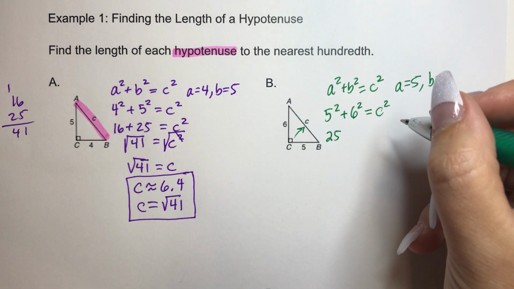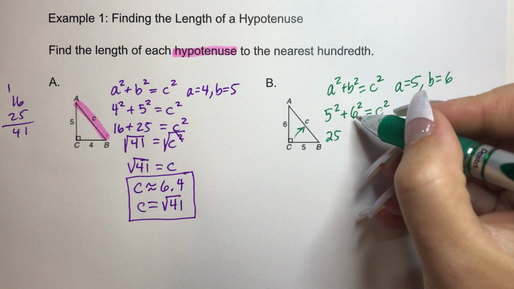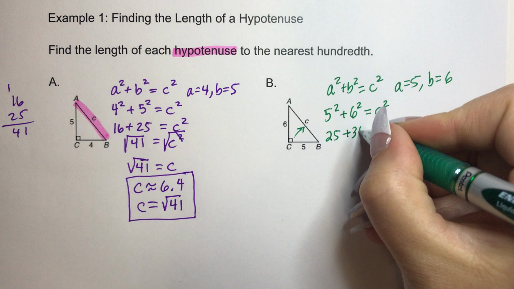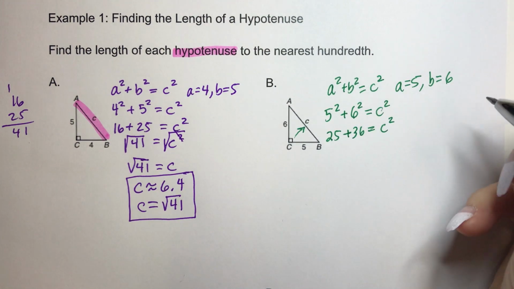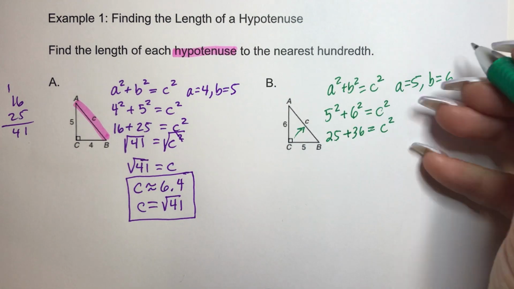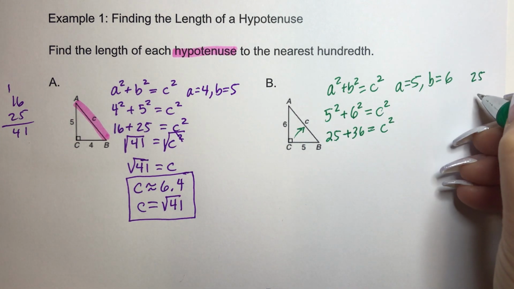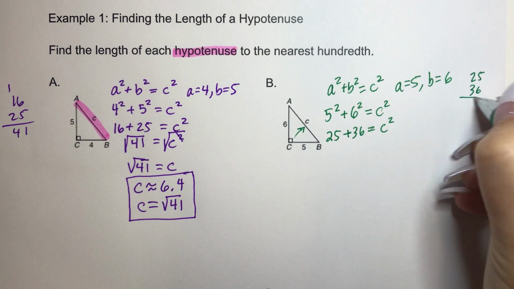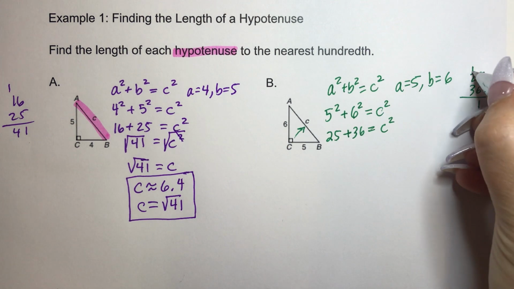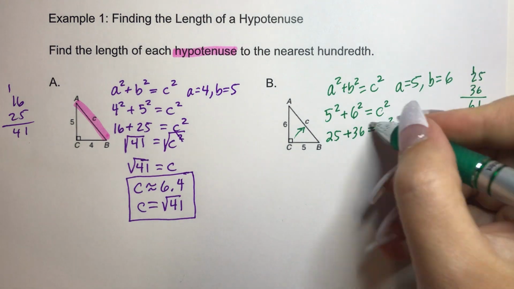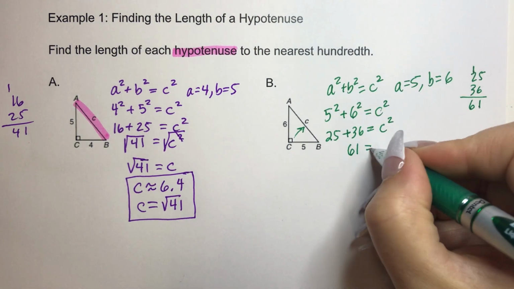Is this the same problem? No, it's not. And 6 squared is the same thing as 6 times 6, which is 36. All right, then we add these. So I'm going to take this over to the side and add it up really quickly. 5 plus 6 is 11. 3 plus 2 is 5, plus 6 is 61. So we have the square root of 61.